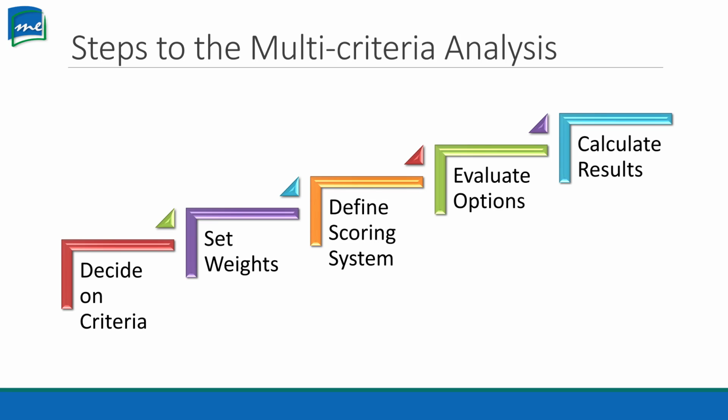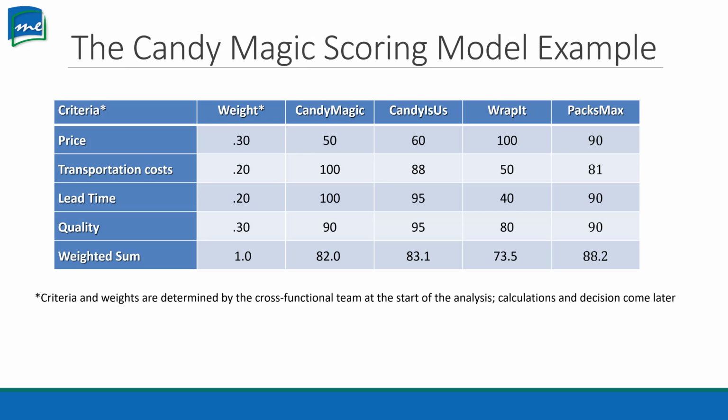So we need to define the scoring system. What is a perfect score? What is a medium score? What is the lowest score? How do you score that? Are you doing a 0 to 100, a 1 to 100, a 1 to 10? You should define what equals the highest score and what equals a middle score. Then you're going to evaluate your options, so you're actually going to start filling in the numbers, and then you're going to calculate the results. So here is a multi-criteria analysis done by Candy Magic as an example.